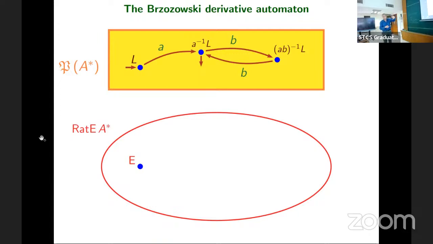This is before speaking of any expression. You start from a regular language, you know it is recognizable, and then you have this minimal automaton. Now you start from an expression, and the idea was to mimic this operation of quotient at the level of expressions. This is what Brzozowski did.